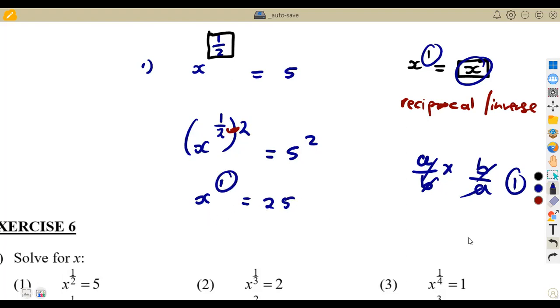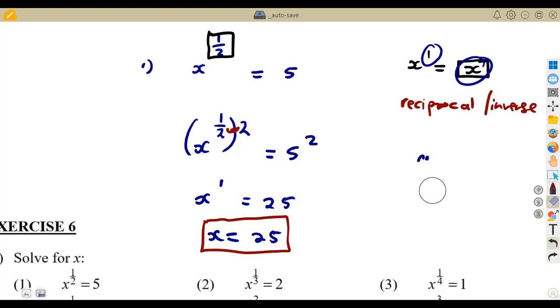So x to the exponent of 1 is x. So remember, we said x to the exponent of 1 is same as x. So that means x must be equal to 25 in order for us to get a 5. So that means we can also prove this as an equation. Remember, I said everything about an equation can be proved.